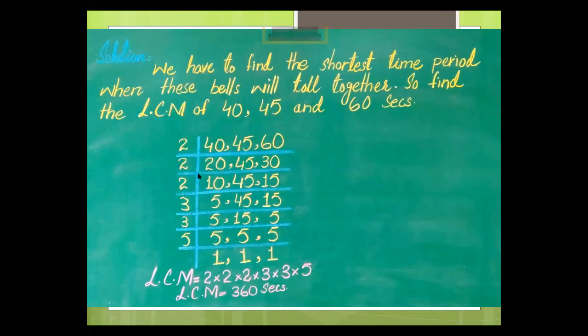Again we have to check which divisor we take. So you know that 20 and 30 are both divisible by 2, then we take 2 again.